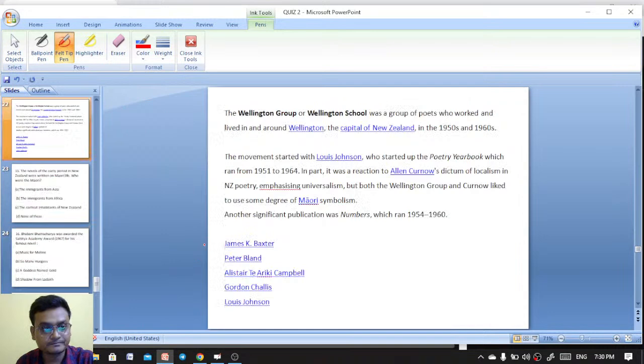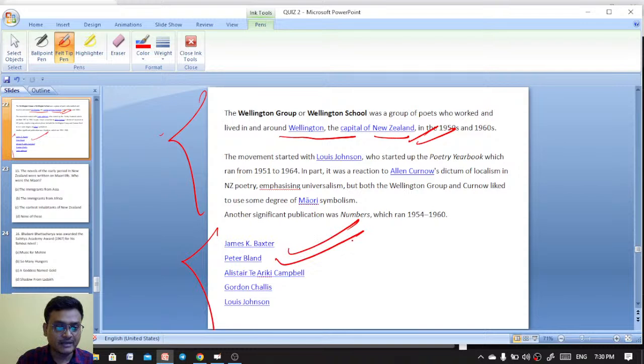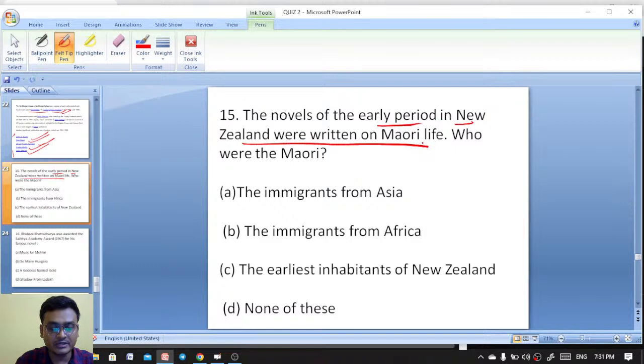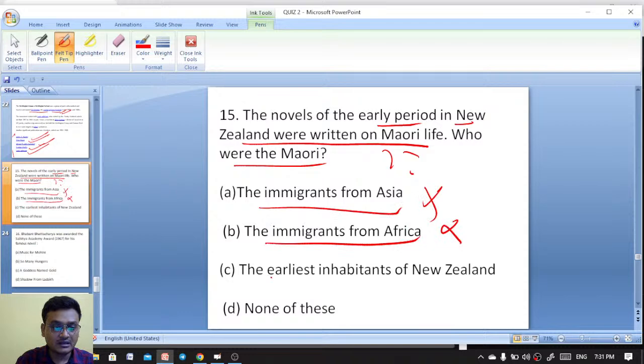The Wellington group, or Wellington school of poets, lived in and around Wellington, the capital of New Zealand. Here some writers are James K. Baxter, Peter Bland, Alistair Campbell, Gordon Challis, Louis Johnson. Next question. The novels of the early period in New Zealand were written on Maori life. Who were the Maori? The immigrants from Asia, the immigrants from Africa, the earliest inhabitants of New Zealand, none of these. The earliest inhabitants of New Zealand are known as Maori.